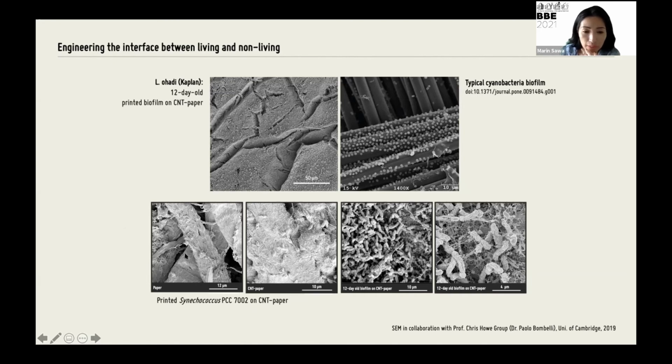And on the bottom, you can see the interface between the paper fiber and the carbon nanotube, which is creating this kind of mesh texture, and how the cells, in this case Synechococcus, with the sort of tubular forms, are actually attaching themselves to the electrode surface.